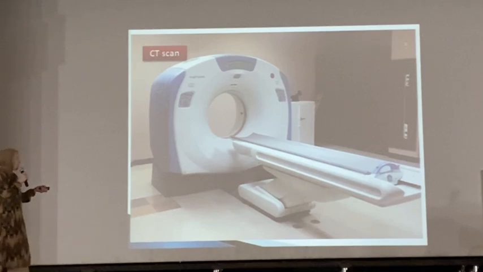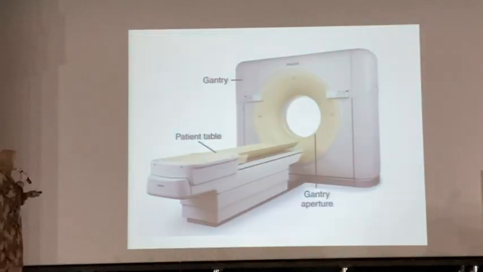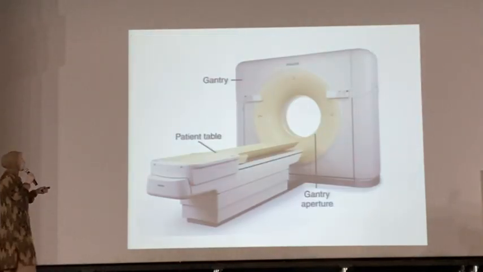And this is a table for the patient to lie down on. Okay, and this is movable, moving inside the bore of the gantry in a forward and backward direction. The gantry is fixed, but the X-ray tube rotates with the detectors around the patient. Again, the gantry and the control panel.